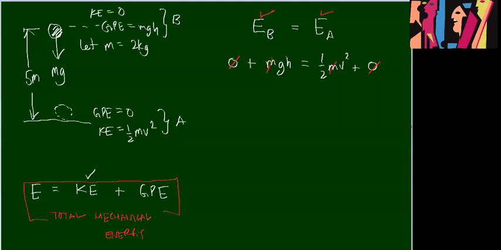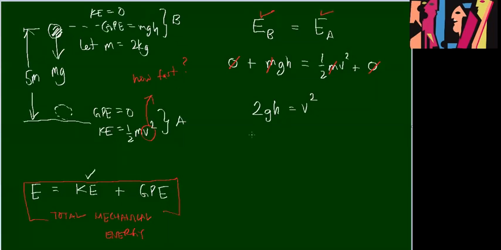Let's do some algebra. We can multiply both sides by 2. 2gh is v squared. What's the purpose of this exercise? The purpose of this exercise is to find out how fast the object falls, how fast it hits the floor. And it looks like we have an equation here.